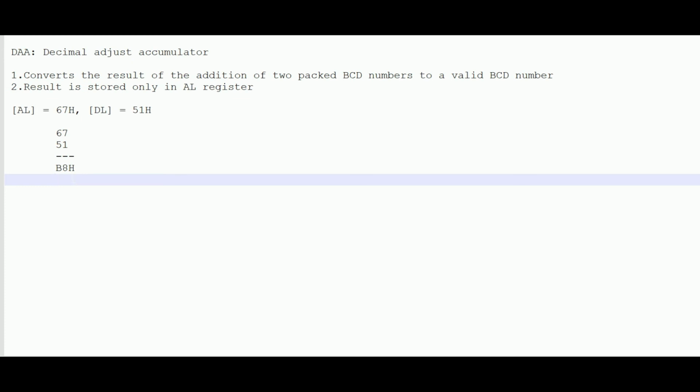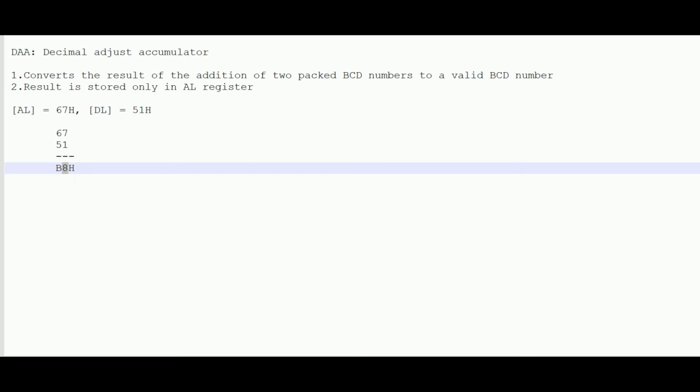So let us start with the lower nibble. The lower nibble is 8, which is a valid BCD number, because a BCD digit varies from 0 to 9. Now the higher nibble is B. So this B is not a valid BCD number. To convert this into a valid BCD number, we need to add 6.